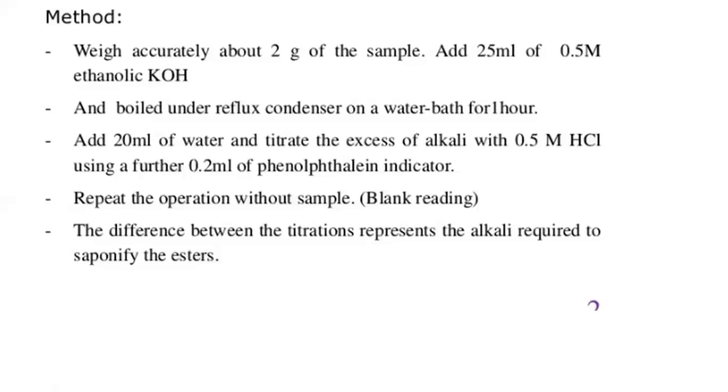The procedure or method is the same. Take 2 grams of the sample and add 25 ml of 0.5 normal ethanolic KOH, boil for 30 minutes on the water bath, add 20 ml of water and titrate the excess alkali with the 0.1 normal HCl, adding 0.2 ml of phenolphthalein indicator. The second time you titrate without adding the sample, similar to the saponification method. Then we identify the saponification value and acid value. When you subtract the acid value from the saponification value, we get the ester value.